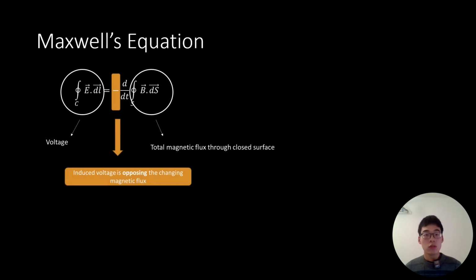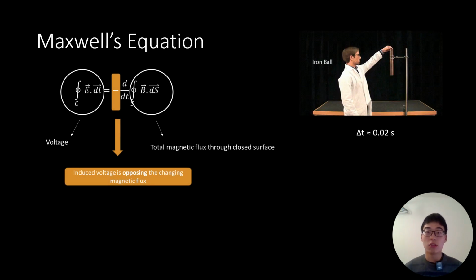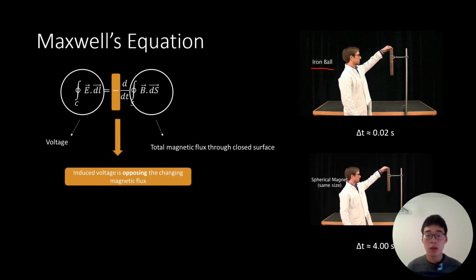So if we take two screenshots, if we drop an iron ball inside of a copper tube, it falls in 0.02 seconds. And if we take a magnet, the same size as the iron ball, it will fall in approximately 4 seconds, which is almost 200 times the previous case. Why is that?